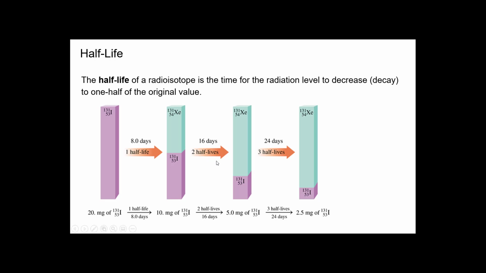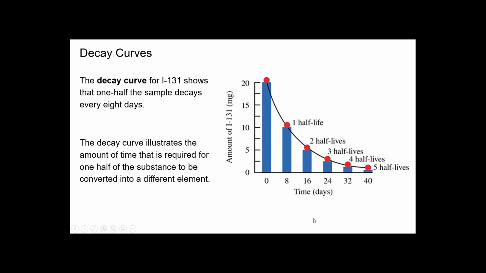But let's go to 3 half-lives. So now we have another 8 days added on, and that 10 milligrams went to 5 milligrams, and now half of that is 2.5 milligrams. So after 24 days or 3 half-lives, we are at 2.5 milligrams. That is what's still a radioisotope. The rest is gone, it's decayed away.